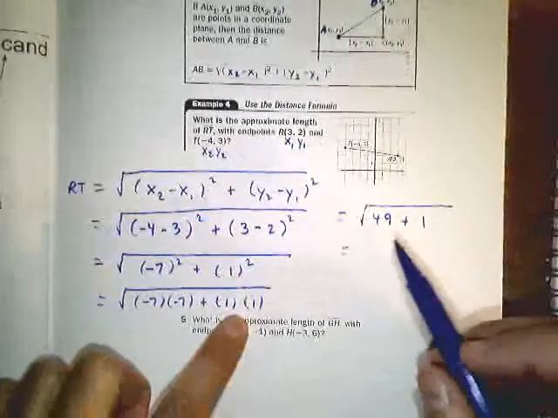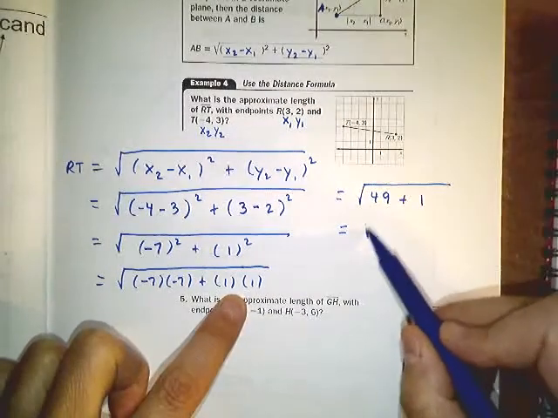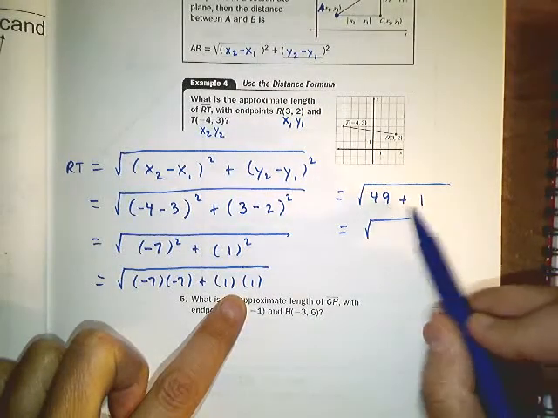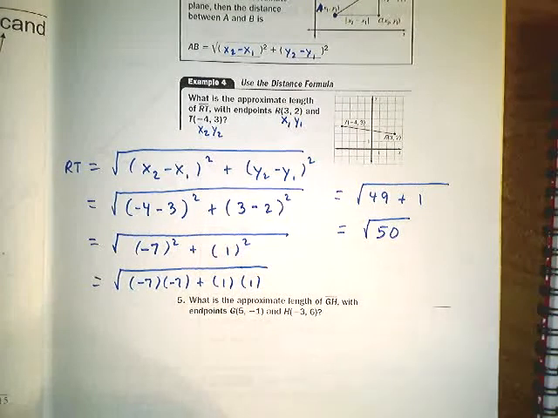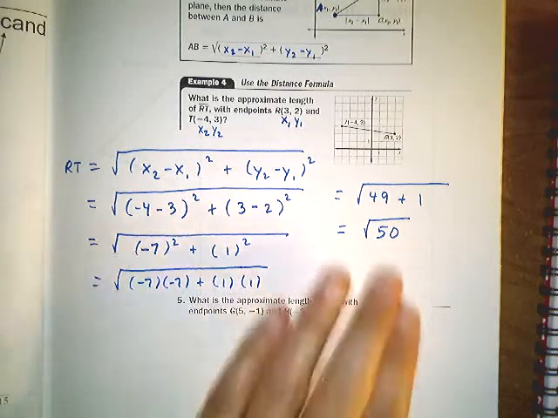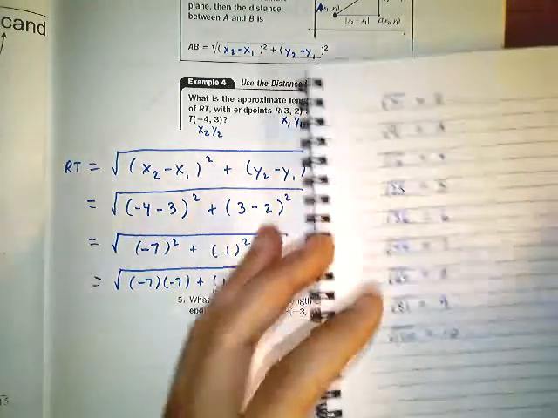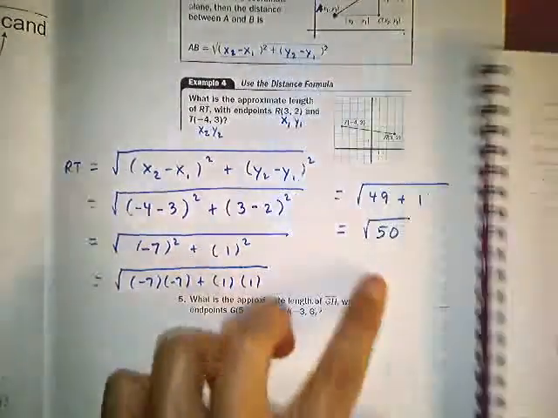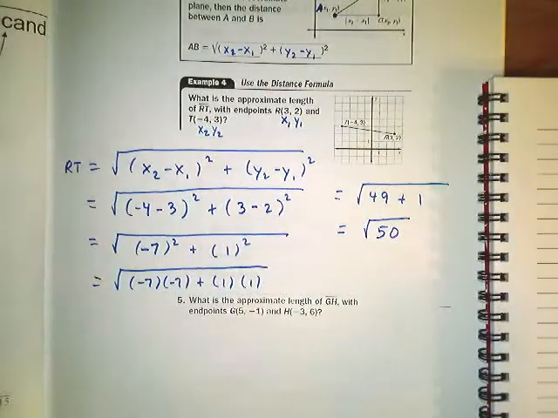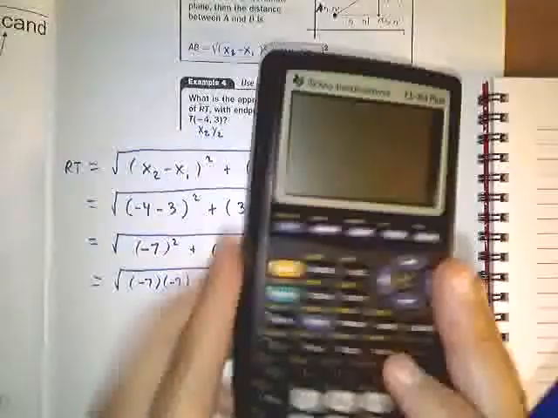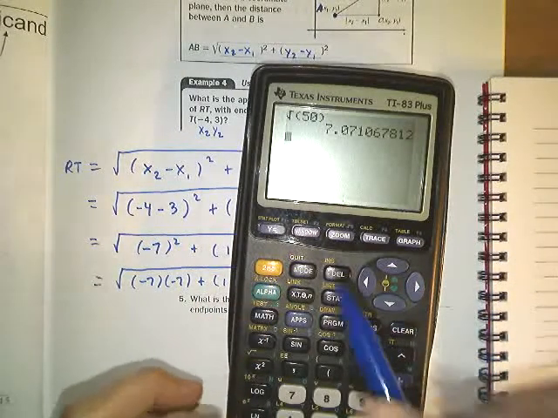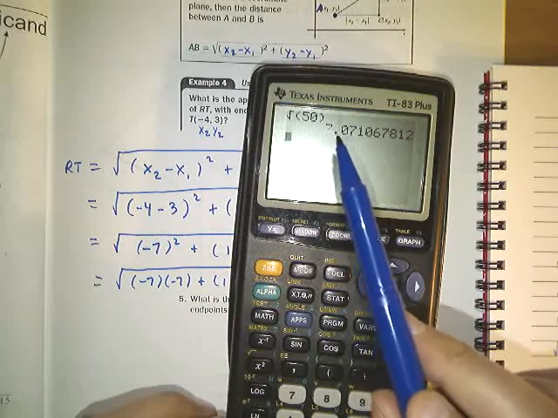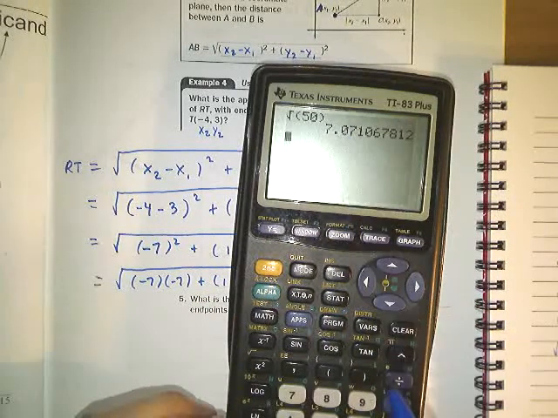So if we take the square root of everything, we can add this together first to get the square root of 50. Now at this point, if you cannot simplify any further using this list of numbers, you can simply use your calculator, take the square root of 50, and round it off to the nearest tenth. This would be 7.1 rounded off to the nearest tenth.